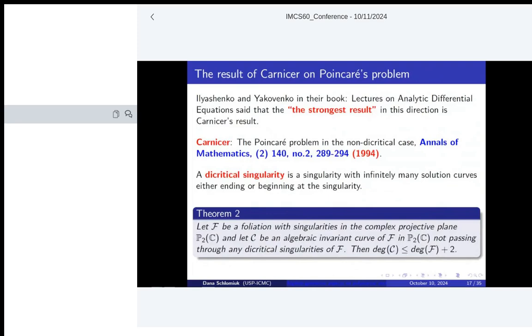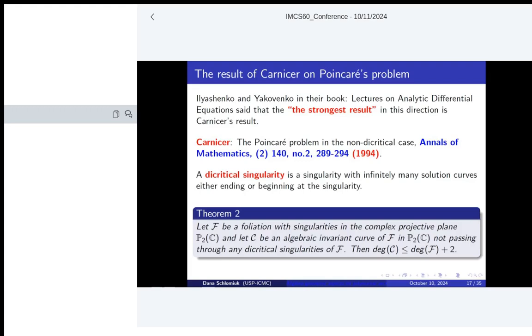Then the best result obtained after this publication is by Cairns. Ilyashenko and Diakovenko said in their book, Lectures on Analytic Differential Equations, that this is the strongest result. This paper was published in the Annals of Mathematics, which is the best mathematical journal. It is a very competitive journal. So the title of Cairns's paper is The Poincaré Problem in the Non-Dicritical Case, which can be stated as follows.